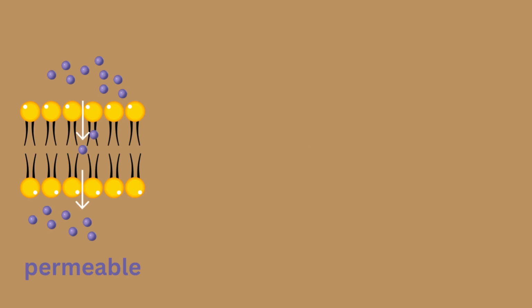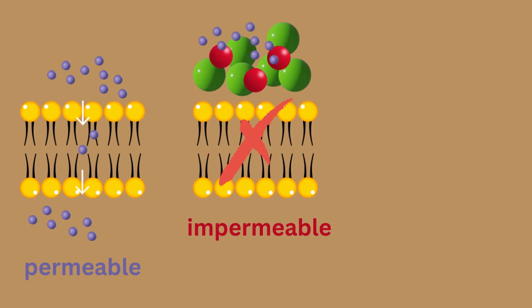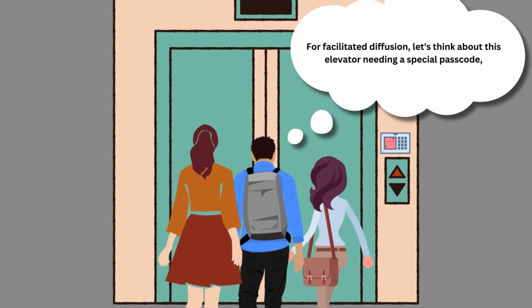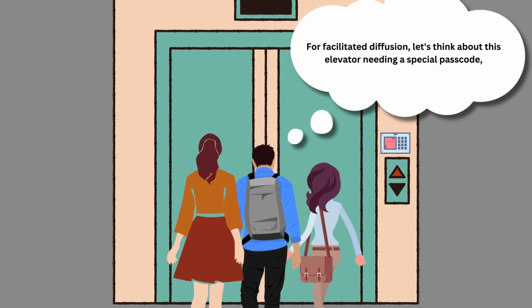Jake clarified, "A permeable membrane allows anything to pass through. An impermeable membrane blocks everything. But a semi-permeable one is picky, only letting certain things through." Feeling proud of their flower analogy, the trio headed to the top floor, where they found an elevator.